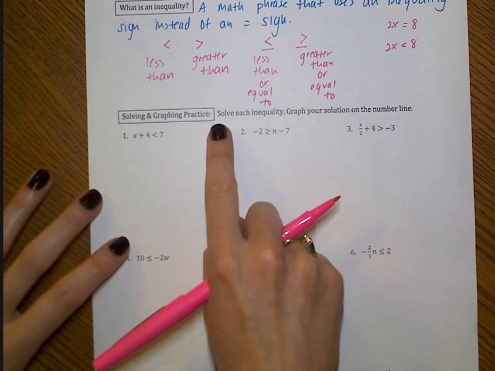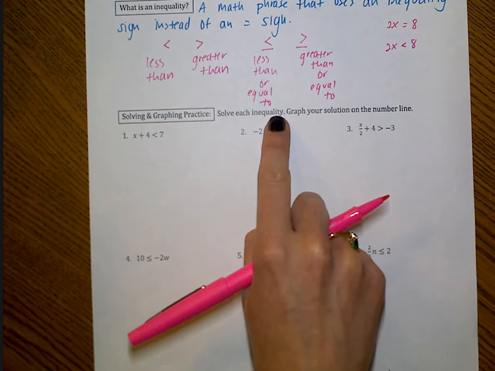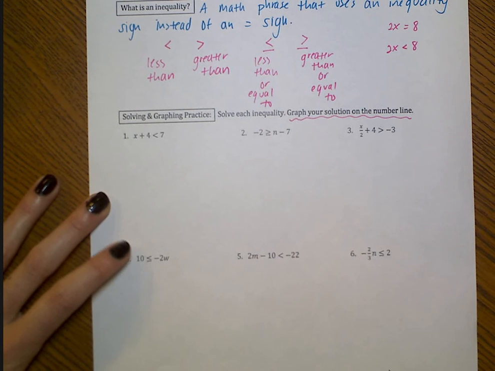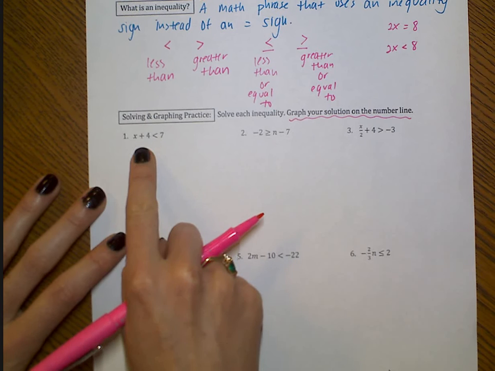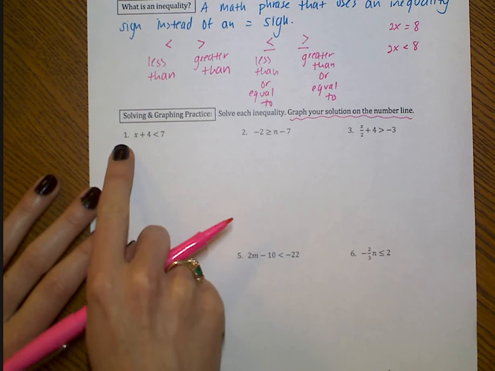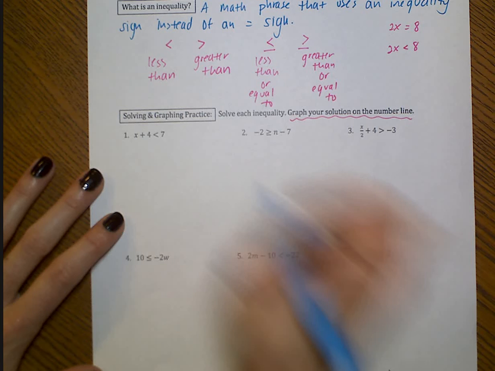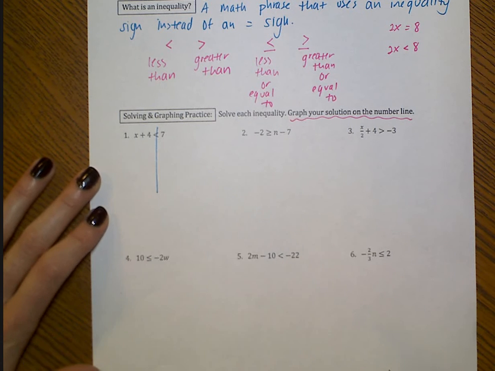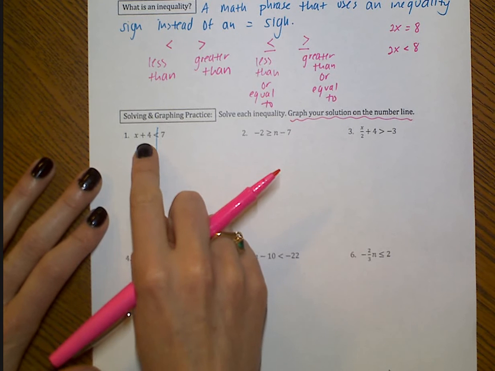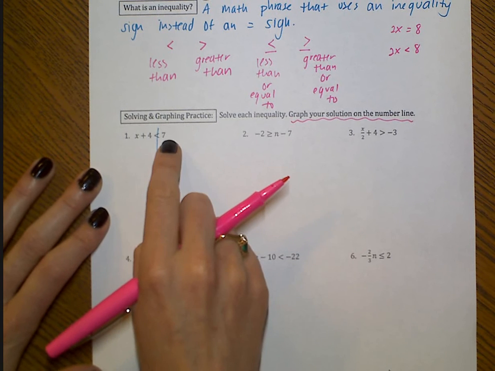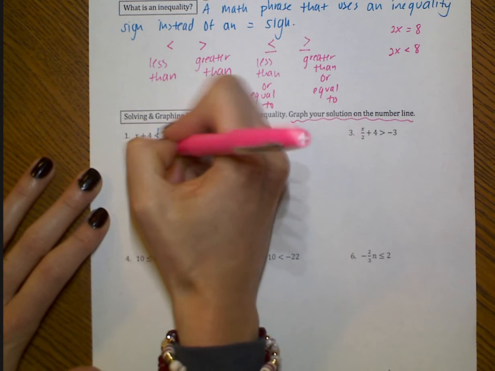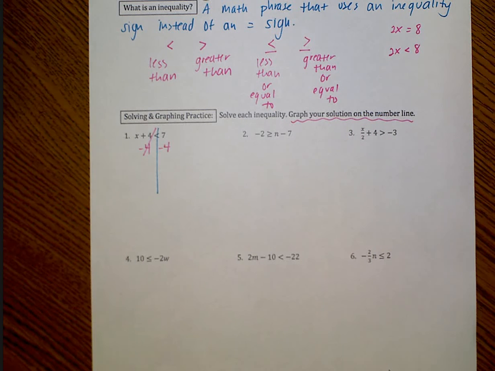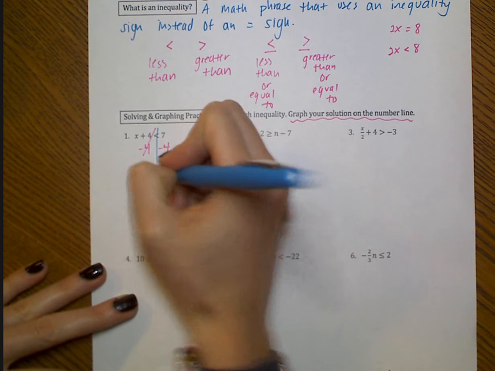Okay, so the directions say solve each inequality, get x by itself, and then graph your solution on a number line. So I cannot forget to do that part. Okay, so on number 1, I just need to get x by itself. And you can still draw the line through the sign to show you what's on the left and what's on the right. But I'm going to undo stuff just like I'm used to. So if I move the 4 over, then I have x alone. So I'm just going to subtract it to undo it. And then I'm looking at x is less than 3.